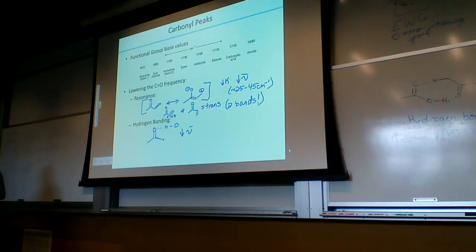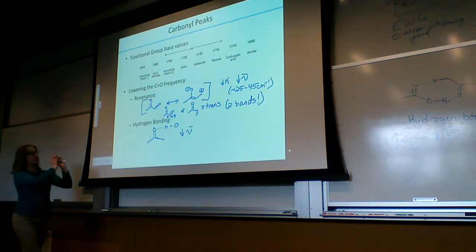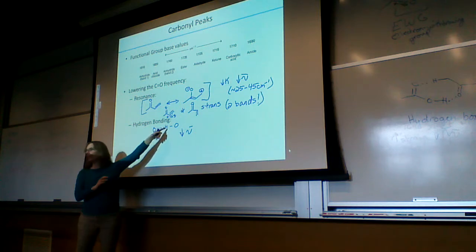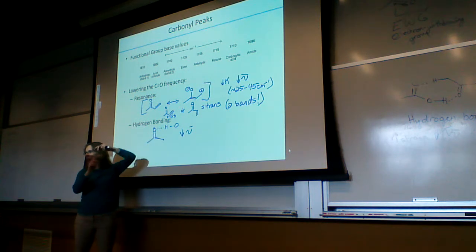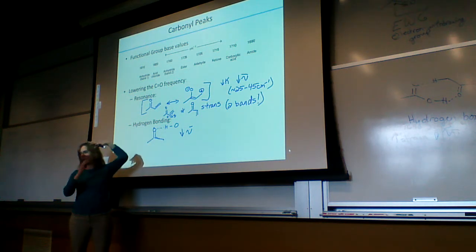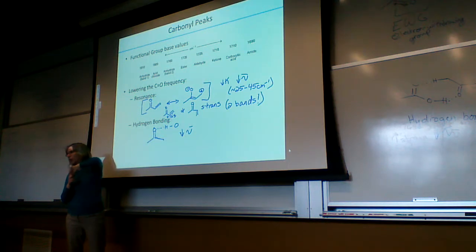Why is this the opposite effect of induction? It seems like it is in some ways like an electron withdrawing group. Which one? The hydrogen bonding? Hydrogen bonding, yeah. Because you are donating some of this electron density towards that hydrogen. And if we donate that electron density, it's going to give us a little bit more single bond character. So it weakens that bond a little bit.